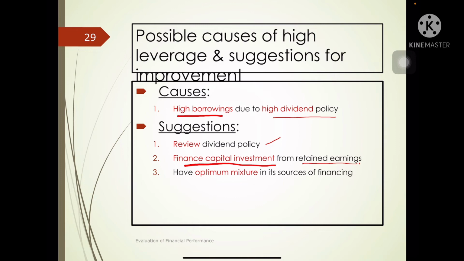All right, and then number 3, have the optimum mixture in its sources of financing. So the sources of financing should come from debt, loan, and also shares.